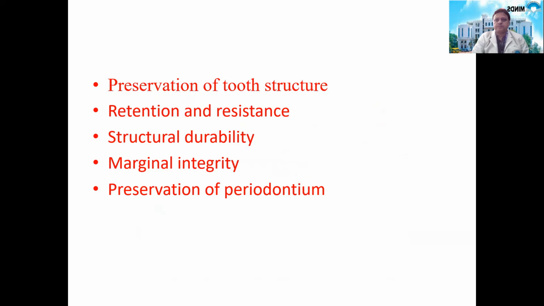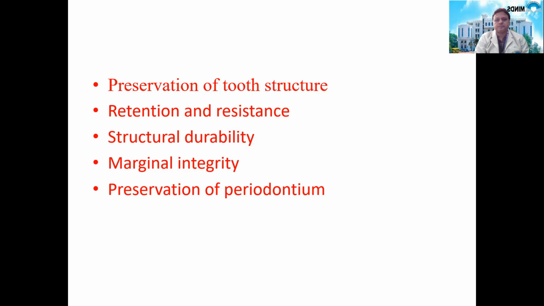So there are certain principles which we need to follow so that the preparation is optimum and the patient has a prosthesis which will last for a lifetime, if not for a lifetime, at least for 15 or 20 years without much of issues pertaining to that restoration. So this topic is very important as far as fixed partial dentures is concerned.